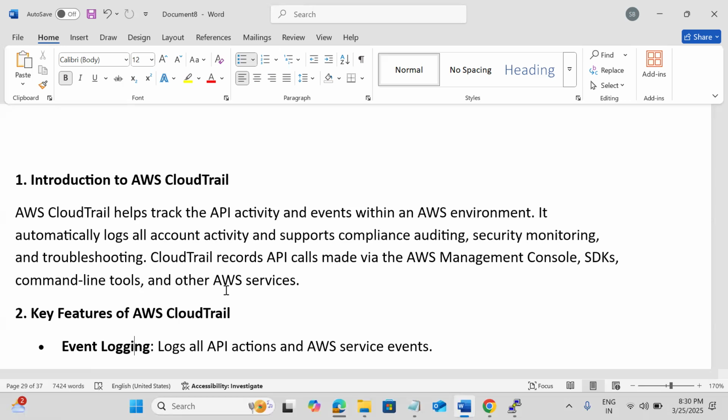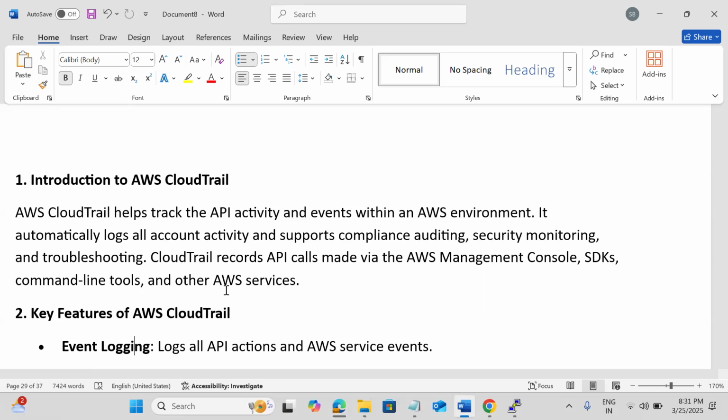Okay, and suppose I deleted an instance or I deleted one RDS. Who deleted that? At what time was it deleted? Even if the deletion failed because I don't have permission, that event is logged. Then my manager may ask me, why did you try to delete the database? Okay, so I hope you understood, right?